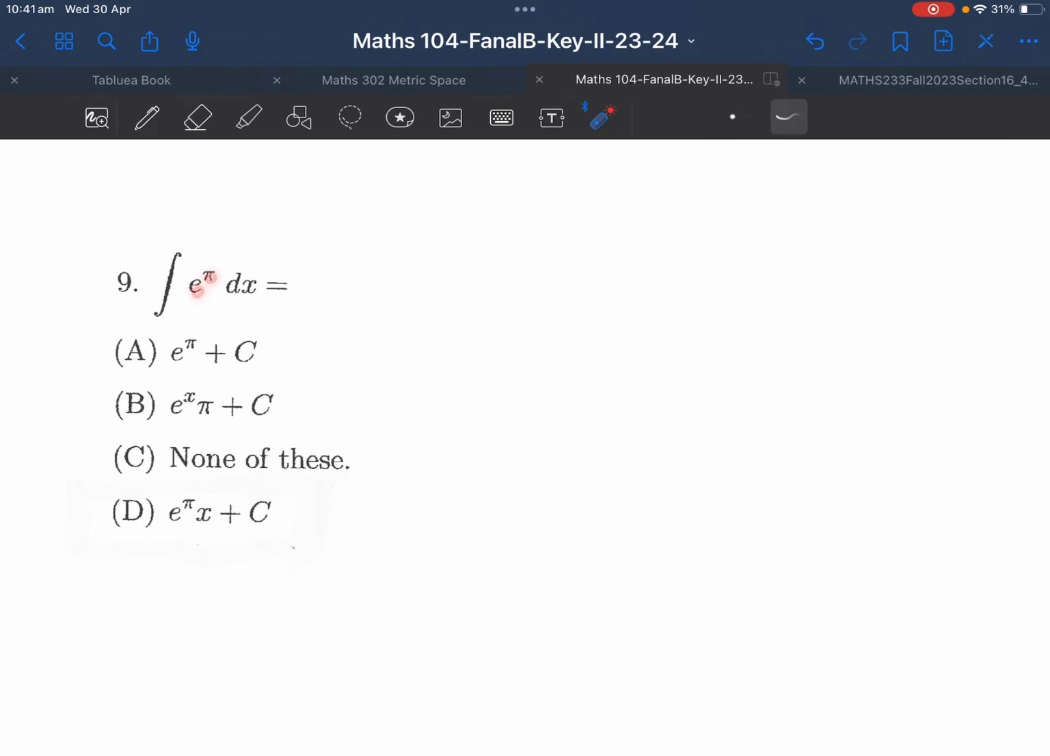Now, remember, what is e pi? This is a constant. Please don't mix it up with e^x. This is just e pi, just a number. So remember, if we have k, we said the answer is kx. Now, if we have e pi, the answer is e pi x.